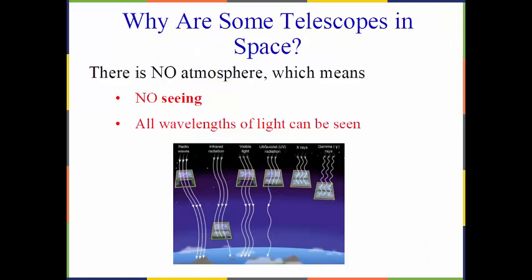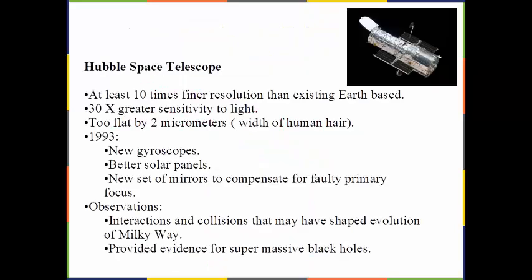So why do we want telescopes in space? There's no seeing. We don't have to worry about the atmosphere. And all the wavelengths of light can be seen. The Hubble Space Telescope has at least 10 times finer resolution than existing Earth-based telescopes. It has 30 times greater sensitivity to light.